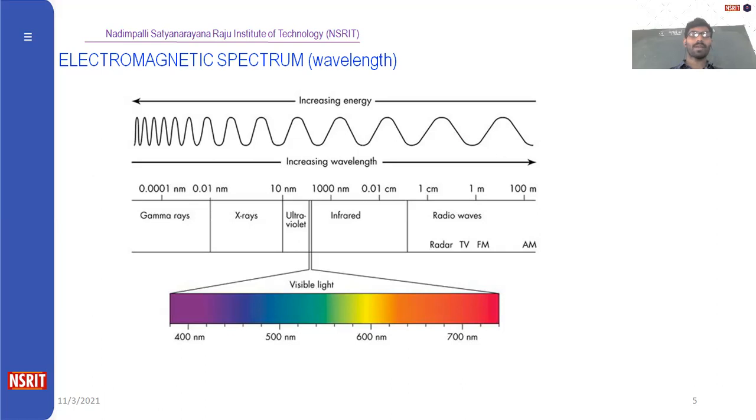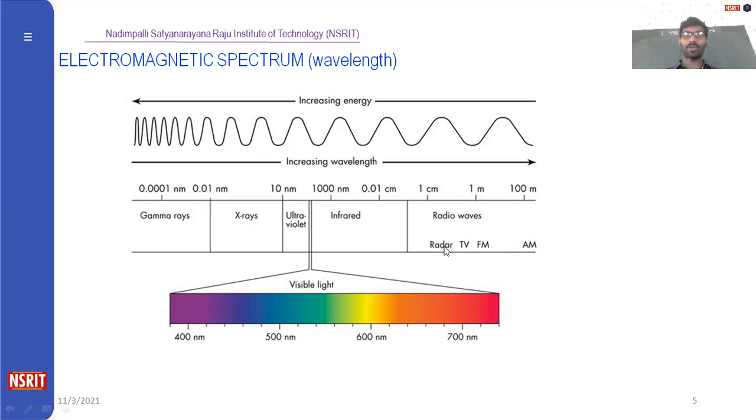Electromagnetic spectrum and wavelength. Here you can observe the different waves. One is gamma rays, which range from 0.001 nanometer to 0.01 nanometer. X-rays range from 0.01 nanometer to 10 nanometers. Ultraviolet rays range from 10 nanometers to 1000 nanometers. And infrared rays lie in the range from 1000 nanometers to 0.05 centimeters.